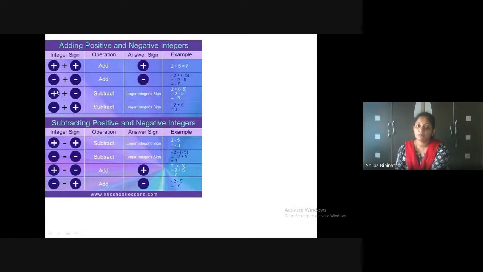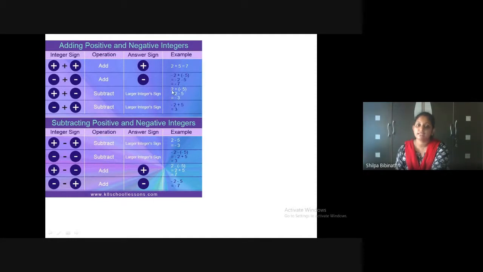If you find one positive, one negative, you always need to subtract. Please remember this. If one number is positive and another is negative, you need to subtract. And what will be the sign of the answer? Here both were minus, so you put a minus sign. Both were plus, so you put a plus sign. Now here one is plus, one is minus. Which sign are you going to put? Check which number is greater. The sign that the greater number has will be the sign of your answer.